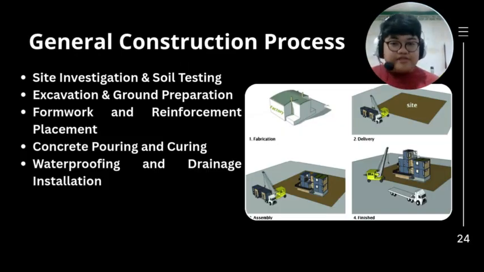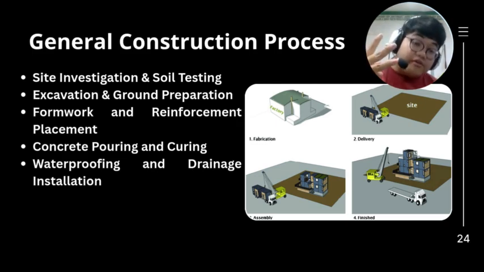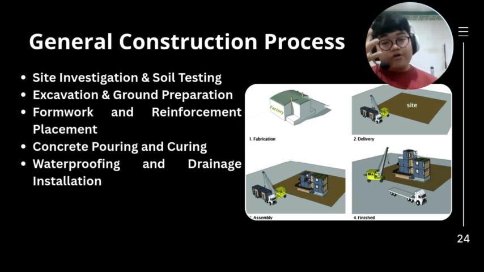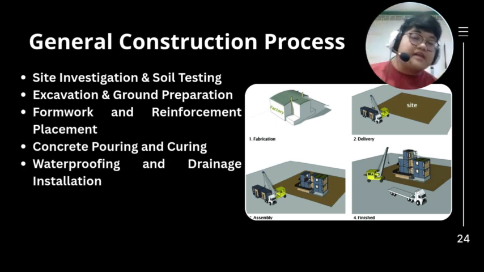General construction process. There are five. The first is site investigation and soil testing. Second is excavation and ground preparation. Third is formwork and reinforcement placement. Fourth, concrete pouring and curing. And lastly, waterproofing and drainage installation.